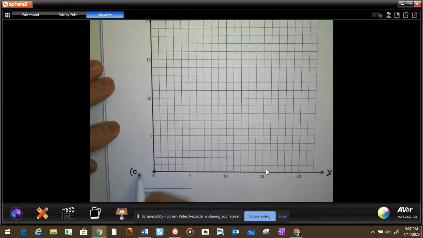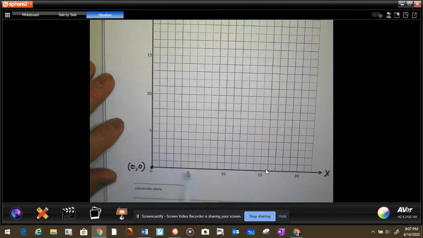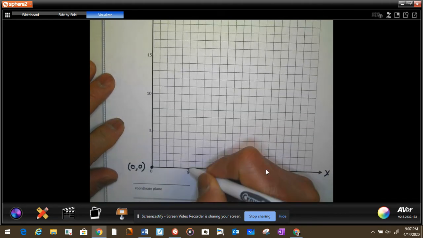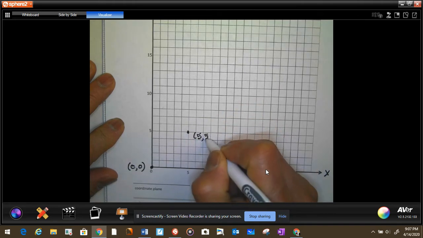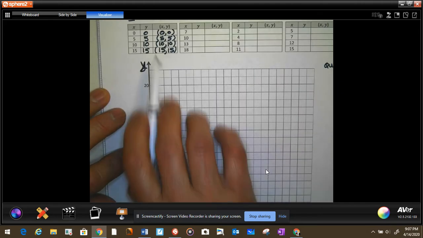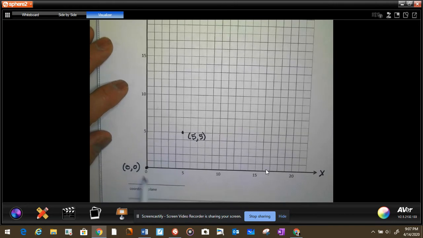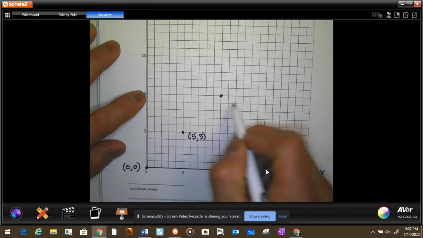So the coordinates are 0, 0. Our next point to plot is 5 and 5. So we're going to look at x, run to 5, and jump to 5. That will be right here. 5 and 5 are the coordinate pairs. Our next point is going to be 10 and 10. So let's plot 10 and 10. When x is 10, y must be 10, and that's where they meet.